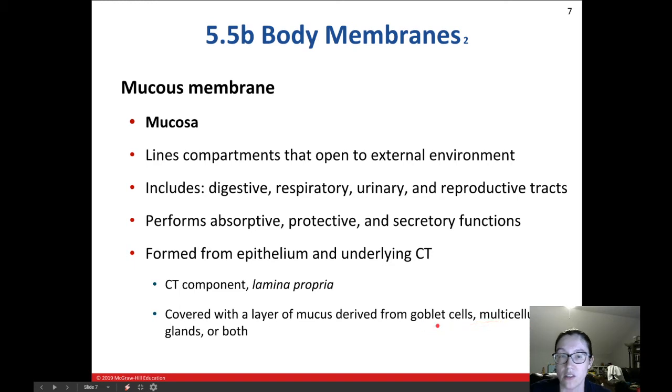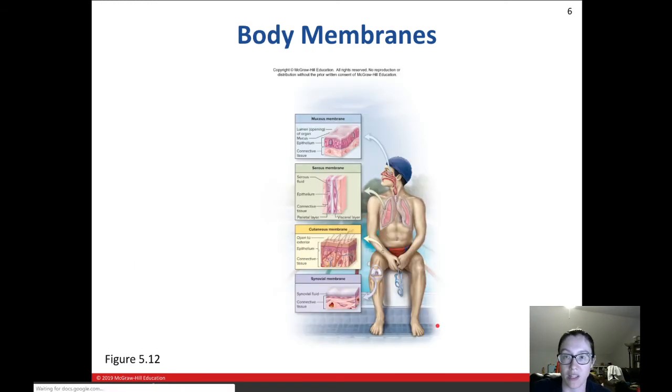or both. So for the mucous membranes at least, the type of epithelial tissue that lines it is going to be different depending on where we're looking. So as an example, you might have simple columnar epithelium in the digestive tract. You might have pseudostratified ciliated columnar epithelium in the trachea. In the mouth and the pharynx, you're going to have non-keratinized stratified squamous epithelium.